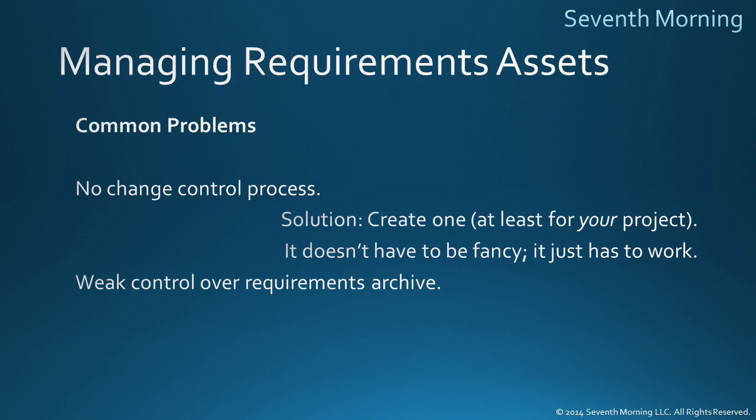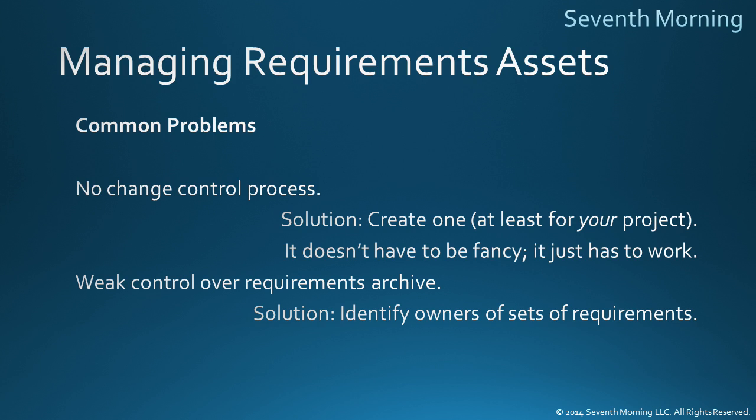The other major problem is when there are too many cooks in the kitchen. In other words, there is a change control process, but control is weak over who makes what changes to the requirements archive. This is more common in medium to large enterprises, and especially when you have more than one BA making changes to the same set of requirements. Then you can have a coordination problem where you're overwriting each other's requirements, or writing requirements that conflict with your colleagues' requirements, and so on.